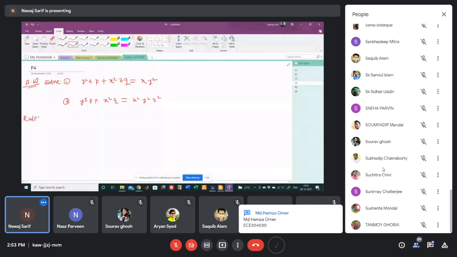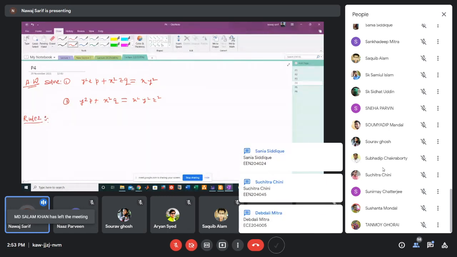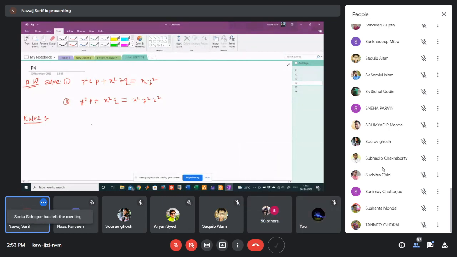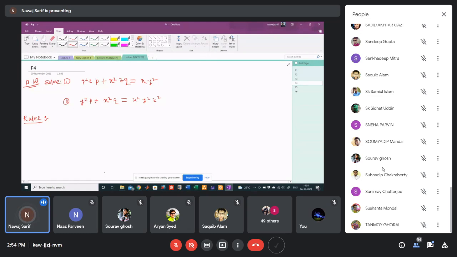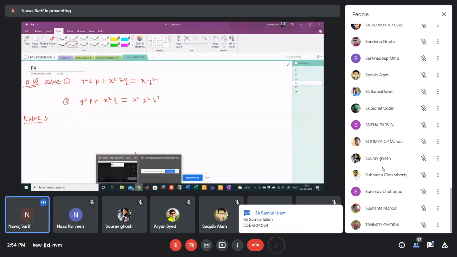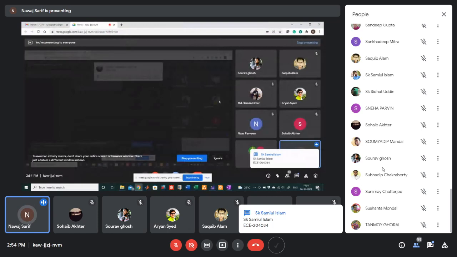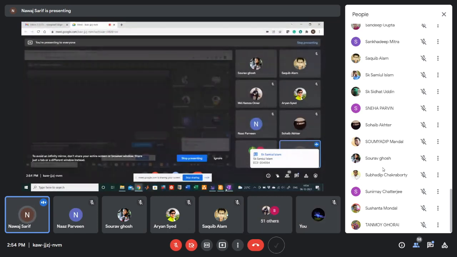Rule 2, for finding the solution. Here you have to follow the previous method also. That is, one solution can be obtained by using rule 1, but another solution cannot be obtained using rule 1. So to find out the second solution, you have to use this method.